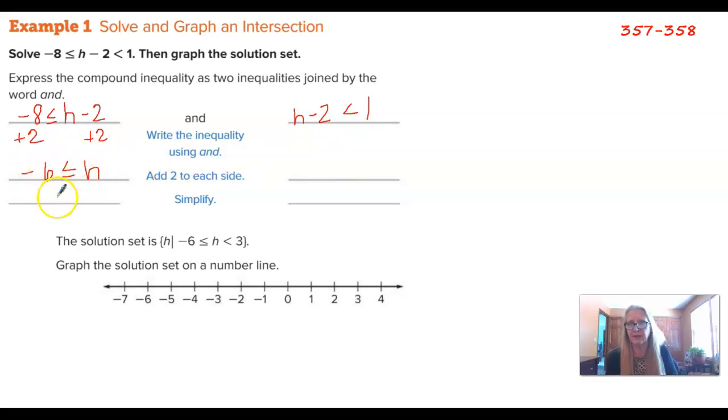And they would have done that here on this line, so I've already got it all the way simplified. -6 is less than or equal to h. On the right, we're also going to add 2 to both sides. So we add 2 here, we add 2 here, and that will give us h is less than 3. So then when we go down here and put them together, this is an and statement. So we can just write one h. We would write the -6 is less than or equal to h. We don't write another h, then we write is less than 3.